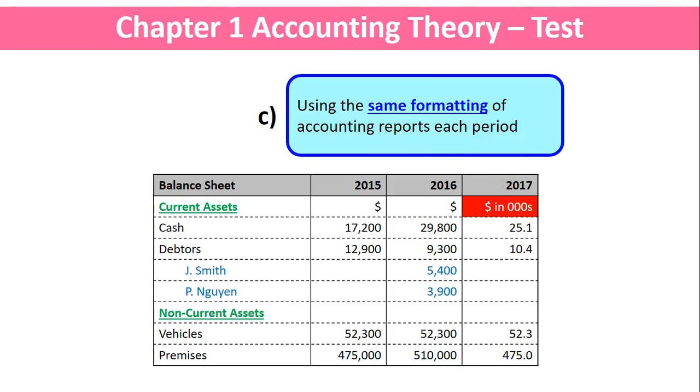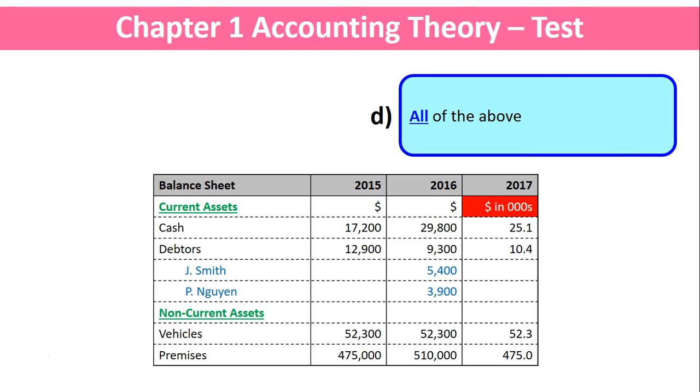C said we should use the same formatting of accounting reports each period to make them comparable, and we can see that's true because in this case we haven't done that. In that third year we've expressed things in thousands of dollars. That means that all those numbers in 2017 can't really be compared with the previous numbers easily. Why are they expressed in actual dollars in 2015 and 16 and not in 2017? It's very difficult to compare that cash figure of 25.1 with the figures in 2015 and 16 of 17,200 and 29,800.